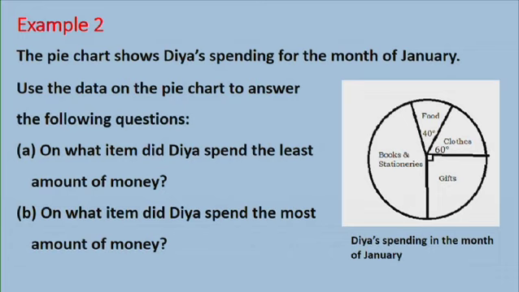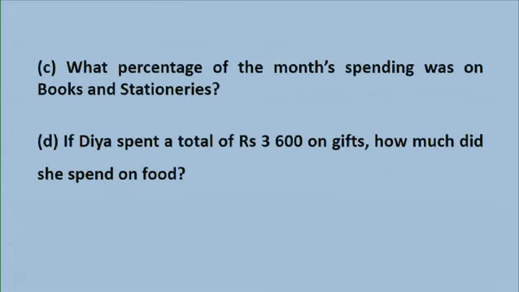On what item for part B did Dia spend the most amount of money? Part C, what percentage of the month's spending was on books and stationeries? Part D, if Dia spent a total of 3,600 rupees on gifts, how much did she spend on food? So let us look at the solution.